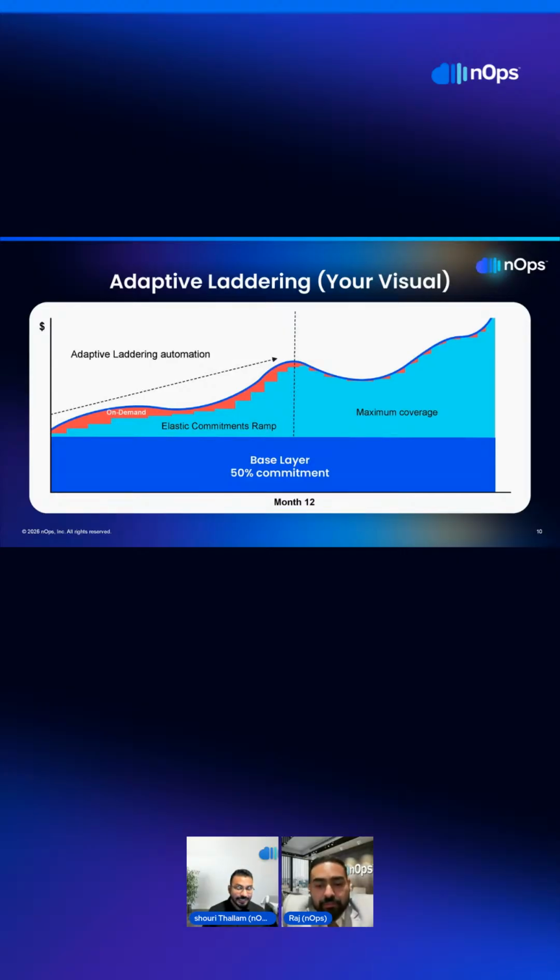Reserved instances and database savings plans are nice tools, whereas laddering, and what our EnOps does, is a strategy to make sure you're using these tools to the maximum. Any input on this one, Raj? Yeah, definitely. As you said, we're not doing magic here when it comes to helping customers with database commitments, RIs, and savings plans. It's no magic. It's a strategy of what we call laddering.